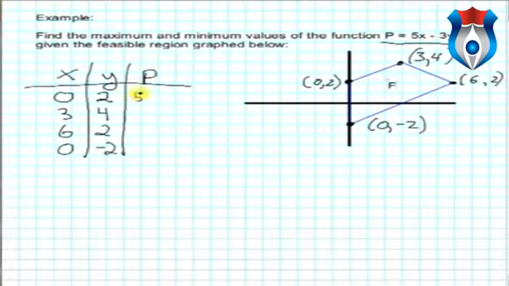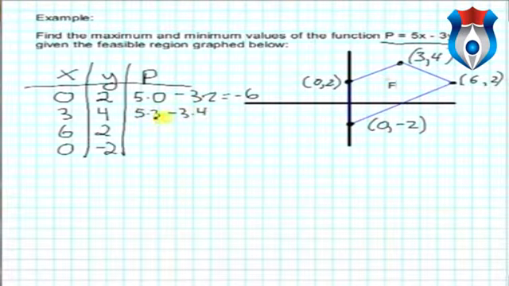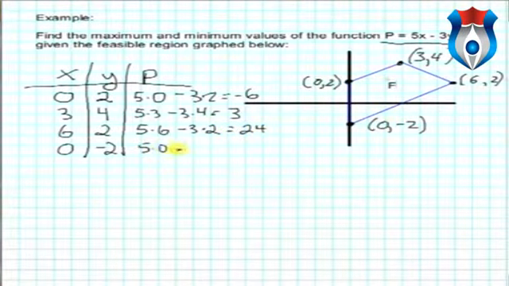Here we have 5 times 0 minus 3 times 2, we get -6. Here we have 5 times 3 minus 3 times 4. That's 15 minus 12, we get 3. Here we have 5 times 6 minus 3 times 2. 30 minus 6 is 24. And finally, 5 times 0 minus 3 times -2 is +6.